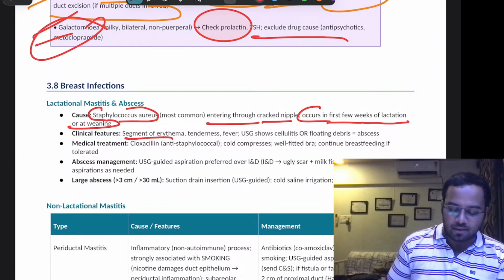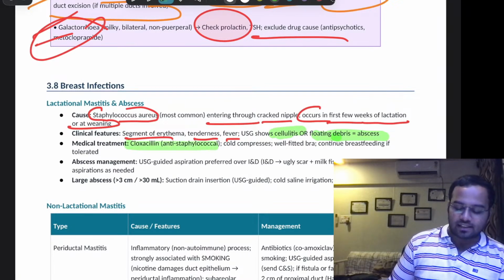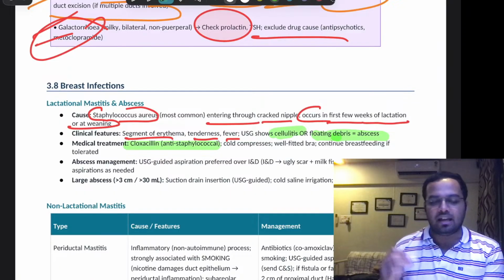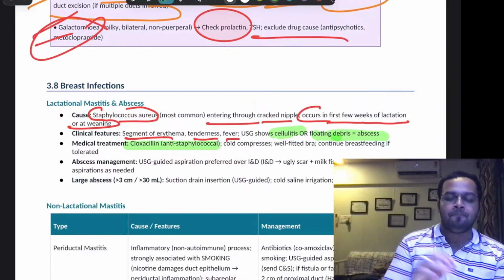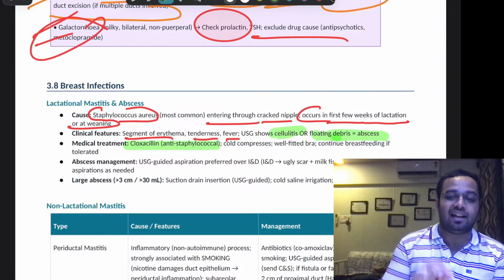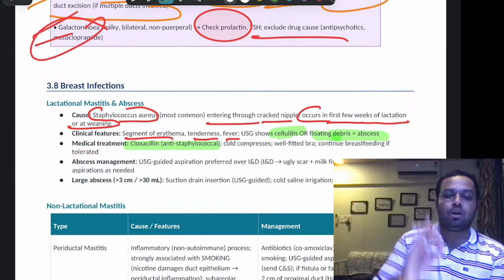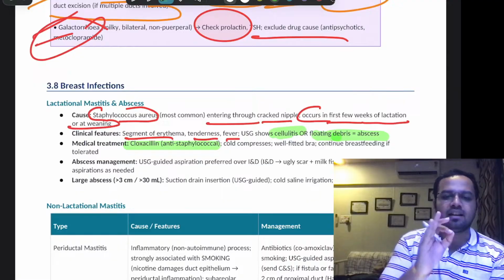Clinical features are erythema, tenderness, fever, and USG is going to show some amount of cellulitis with floating debris, which is an abscess. Medical treatment is cloxacillin, because we have to use antibiotics very cautiously, as in breastfeeding the antibiotic can cause problems for the baby. So never use drugs like ciprofloxacin. There is no use of ciprofloxacin in patients who are lactating. Why? Because ciprofloxacin can cause early tendon rupture and cartilage disruption in the child.